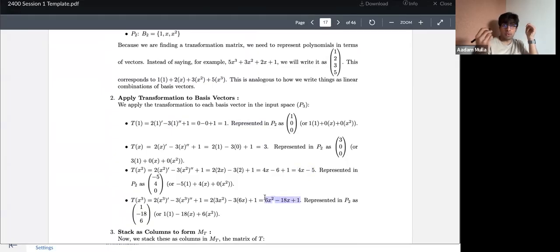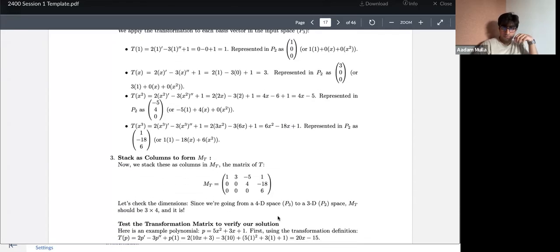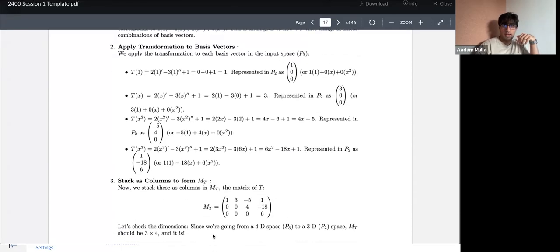Now we have to represent those as vectors, which we know how to do. 1 is going to be represented as 1, 0, 0. 3 is going to be represented as 3, 0, 0. 4x minus 5 is going to be negative 5, 4, 0, because negative 5 times 1 plus 4 times x is 4x minus 5, similarly like this. And then we stack them in columns. So 1, 0, 0 is going to go in the first column, 3, 0, 0 in the second column, et cetera, et cetera. Okay. Let's make sure the dimensions work.